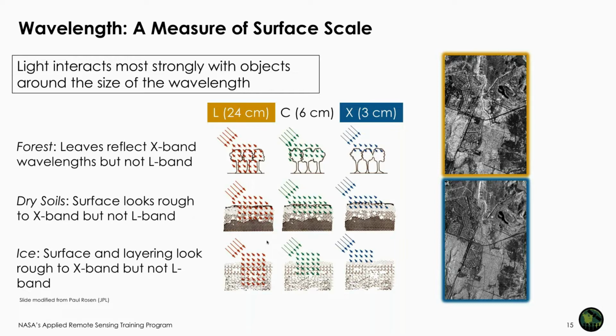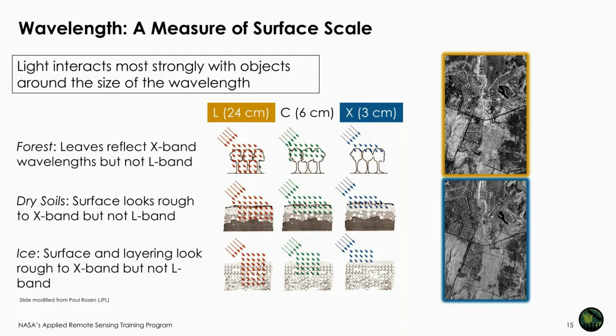So one of the things to remember is that different radar wavelengths are bouncing off of different things on the surface. The radar interacts most strongly with the objects that are around the size of the wavelength. So if you're looking at L band, which is a 24 centimeter radar wavelength, it's going to be bouncing off things like the tree trunks and the ground surface. So it's not going to see the leaves on the trees unless they're banana leaves or something very large.